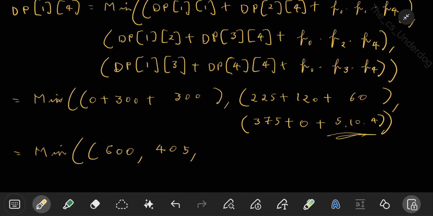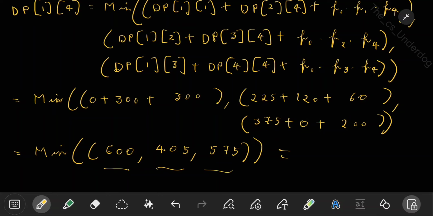Next one, you have 5 into 10 into 4 here. That will be 50 into 4, which is 200. So 200 plus 375 will be 575. This will be 575. Totally, minimum among 600, 405 and 575.